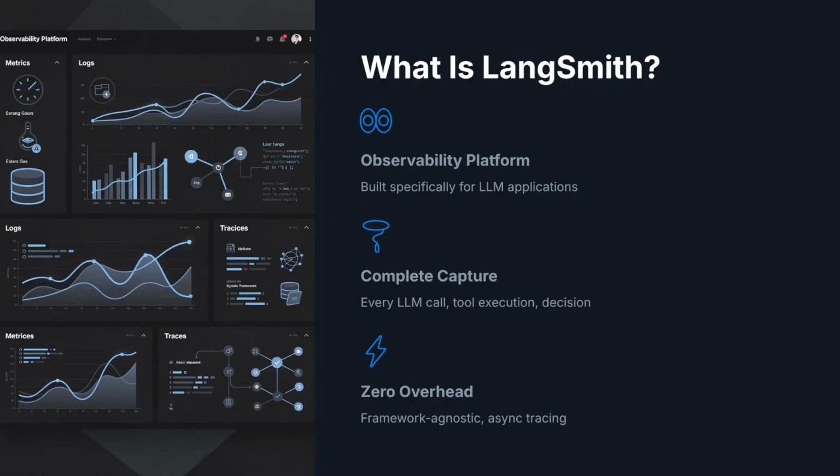LangSmith is an observability and evaluation platform built specifically for LLM applications. It has three main capabilities: tracing, evaluation, and monitoring. Today we are focusing on tracing, which is the foundation for everything else. When you enable tracing, LangSmith captures every LLM call, every tool execution, and every intermediate step your agent takes, and it organizes all of that into a structured trace tree you can inspect after the fact. The important thing to know is that this happens asynchronously in a background thread, so it adds zero latency to your application. And it works with any framework: LangGraph, plain OpenAI calls, or anything else.